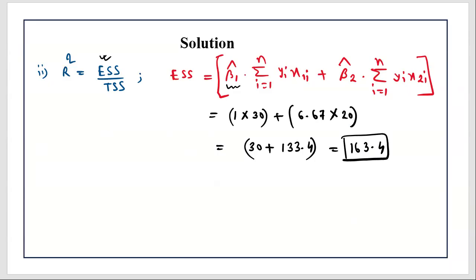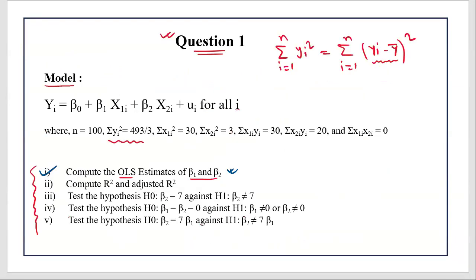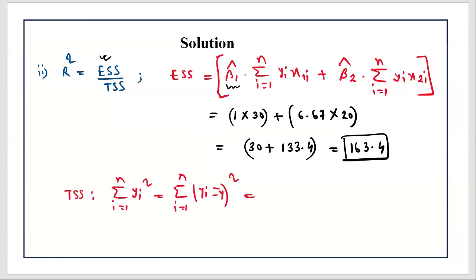Now what is TSS? TSS is simply summation small yi square. This will be TSS, which is nothing but the expression which I wrote before, summation yi minus y bar whole square. Now this expression is directly given to you in the question. What was that? 493 upon 3. If you calculate, this value will come out to be 164.33. This will be the value of TSS, right?